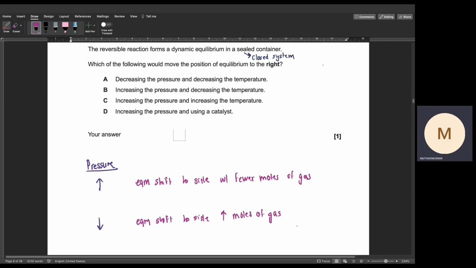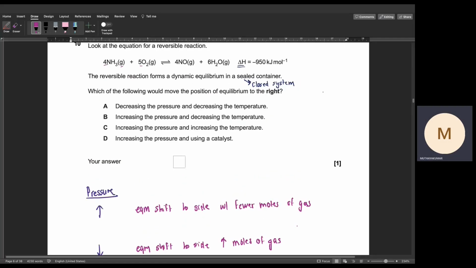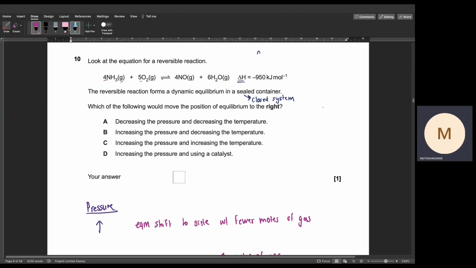So the question asks, which of the following would move the position of the equilibrium to the right? So first of all, we need to look at the delta H. That's an important piece of information we're given here. Delta H is negative, and if delta H is negative, that tells us that the forward reaction is exothermic.